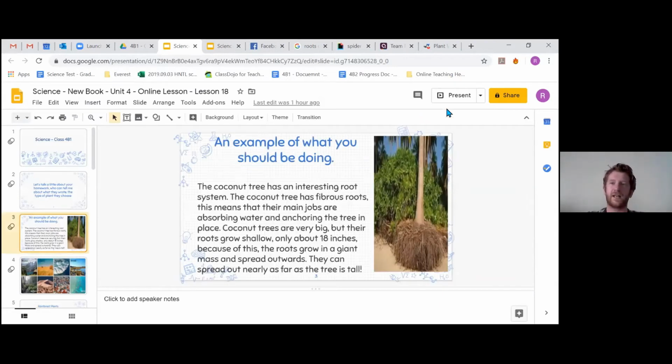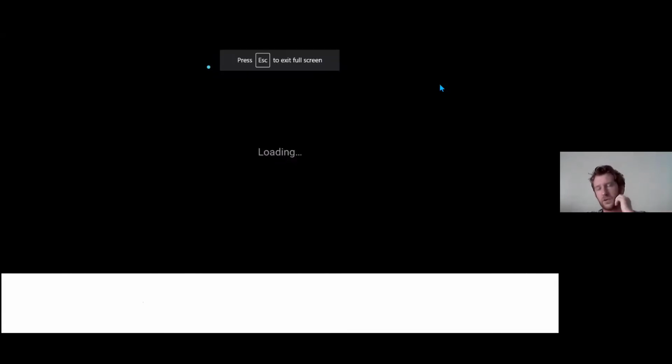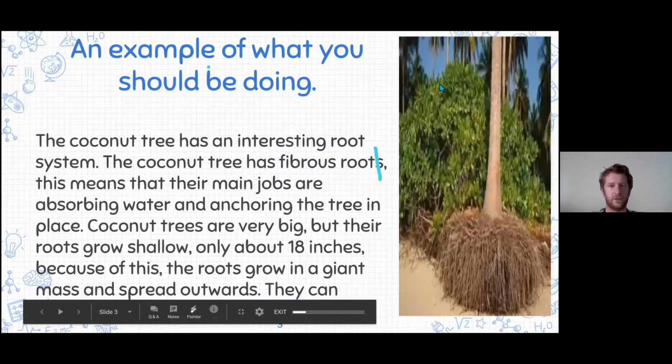Here is an example of the way I want you to approach writing your page. Delete that, please. Thank you. So this is an example of what you should be doing.